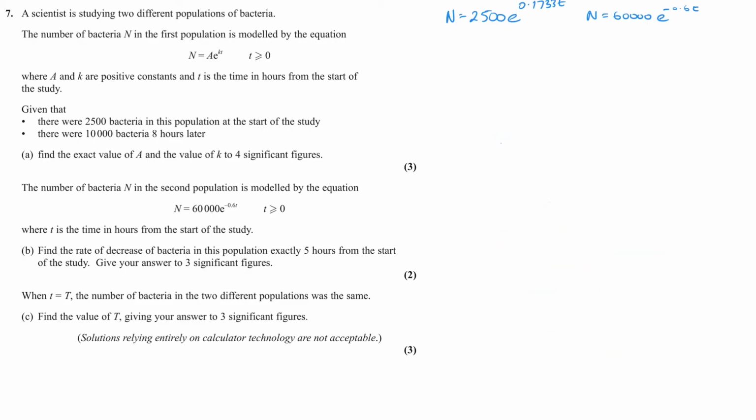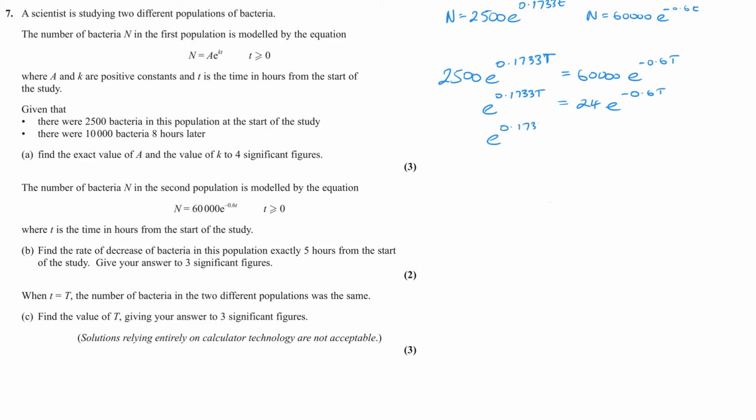And part C, when t equals capital T, the number of bacteria in the two different populations are the same. Find T, giving your answer to 3 significant figures. So 2,500 e to the 0.1733 capital T equals 60,000 e to the minus 0.6 capital T. So 60,000 divided by 2,500, I'll just do that first of all. So it's 24 e to the minus 0.6t.